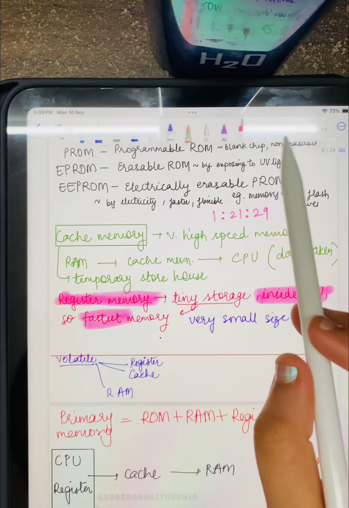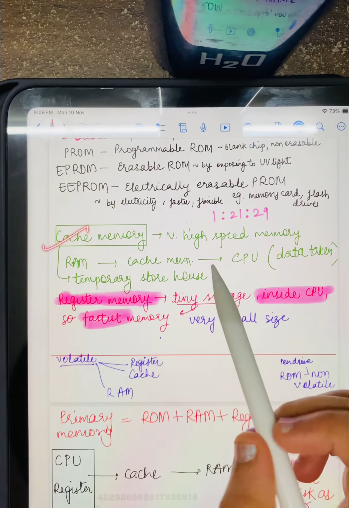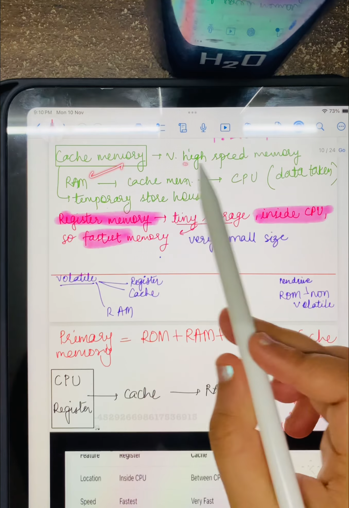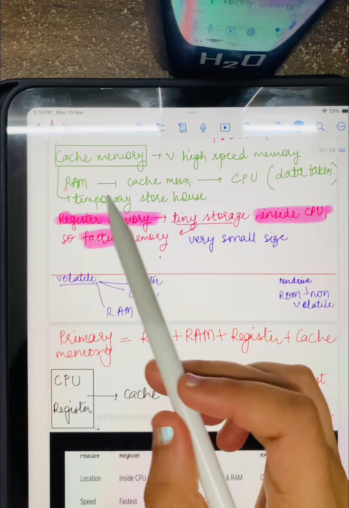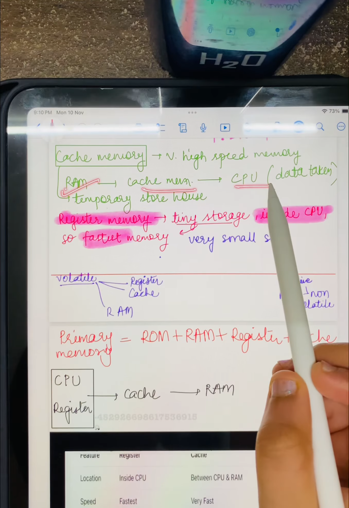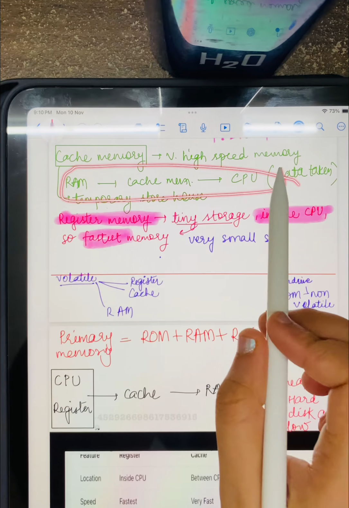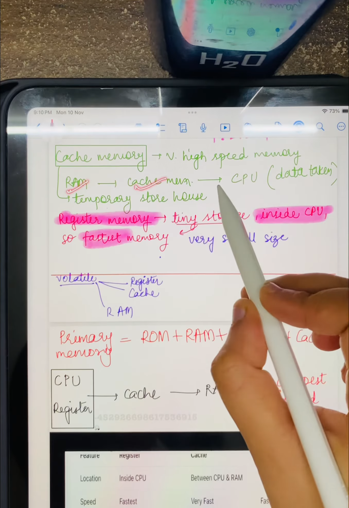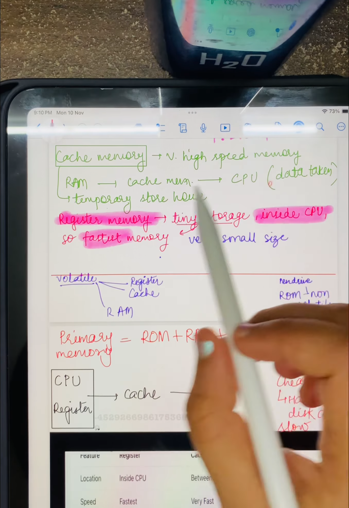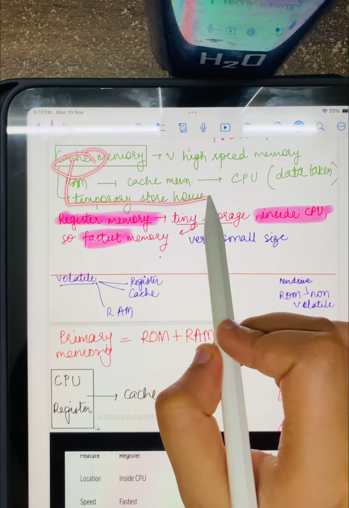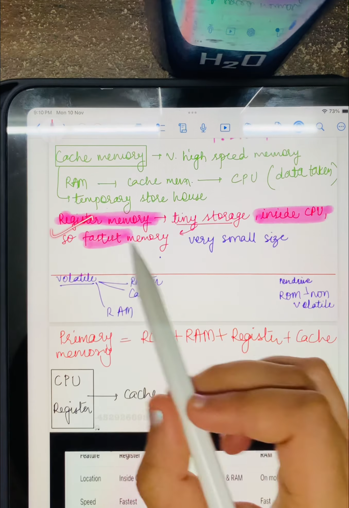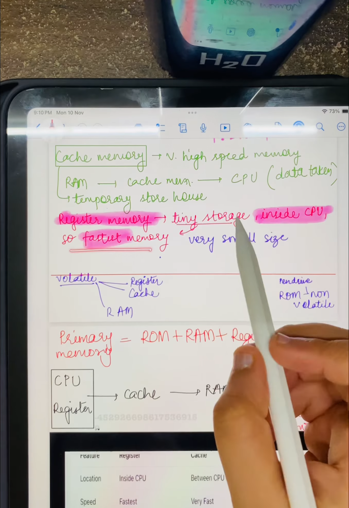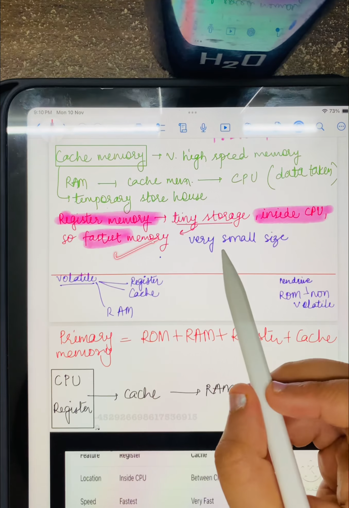So now cache memory. It is very high speed memory. So RAM, then cache memory, then CPU. How does the computer fetch data? First it searches in RAM, then it goes to cache memory, then it goes to CPU. Cache memory is a temporary storehouse. So now comes register memory. It is very tiny storage. It is inside the CPU. It is the fastest memory, with tiny storage, and it is very small in size.